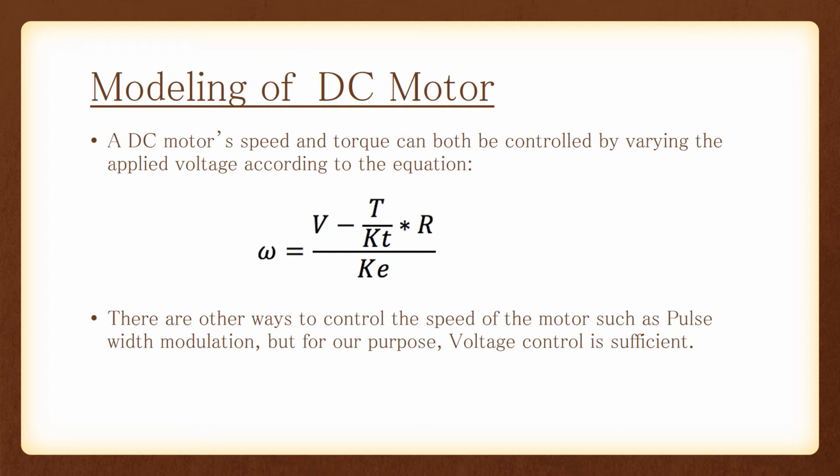Modeling of DC motor. A DC motor's speed and torque can both be controlled by varying the applied voltage according to the equation below. There are other ways to control the speed of the motor, such as pulse width modulation, but for our purpose, voltage control is sufficient.